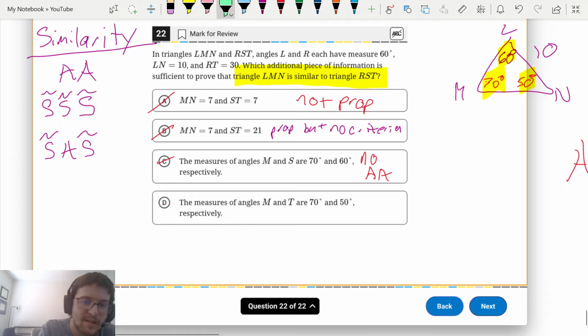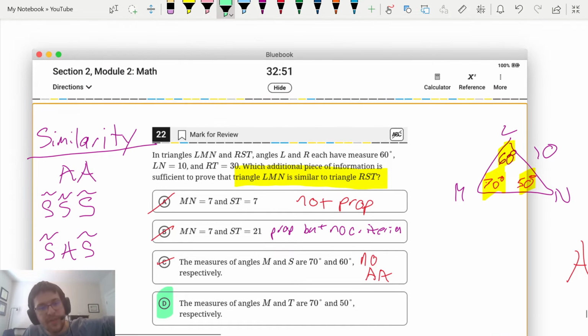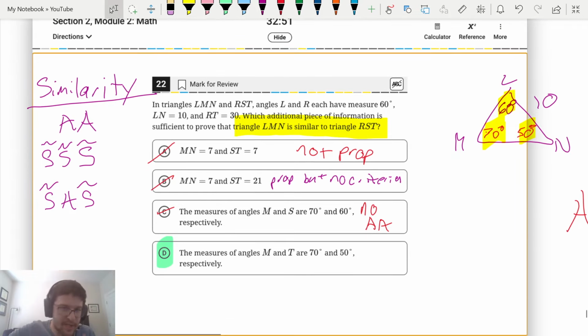Just give me 1 second. Let me fix that. So the other ones, they don't work. So these three similarity criteria that I just drew: angle, SSS, and SAS. You have to draw a picture, and you've got to know those like the back of your hand. They've been asking that a lot recently.